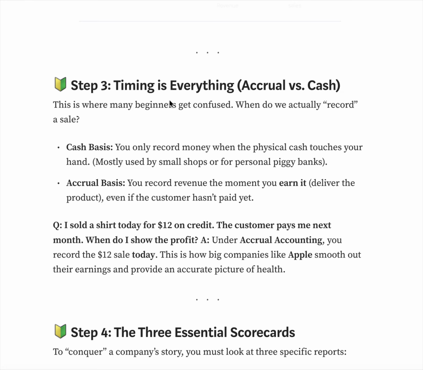Okay, so this is the most important concept that you have to understand. In cash accounting, you record the money whenever you touch the cash, when it is in your hand. But in an accrual accounting system, you record the revenue whenever you earn it, like whenever you deliver the product, you sell the product. For example, you sell a t-shirt on credit.